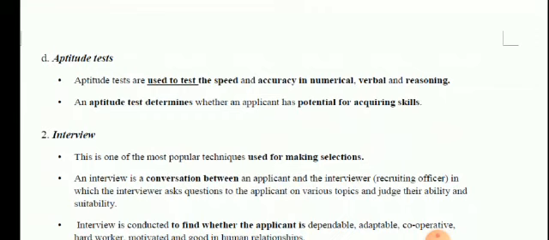Interview is one of the most popular techniques used for making selections. Without interview, you cannot judge a person. Face-to-face interview, different types of interviews are there. An interview is a conversation between an applicant and the interviewer or the recruiting officer, in which the interviewer asks questions to the applicant on various topics and judges their ability and suitability. Various topics, any topics. The interviewer can choose any topics. He wants to know the awareness of the employee on different topics, not just the subject.